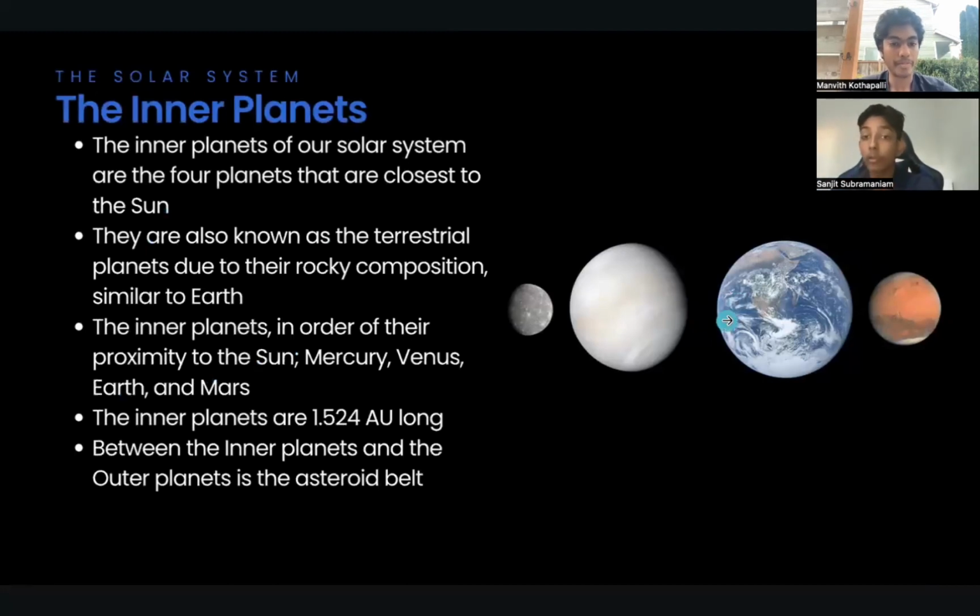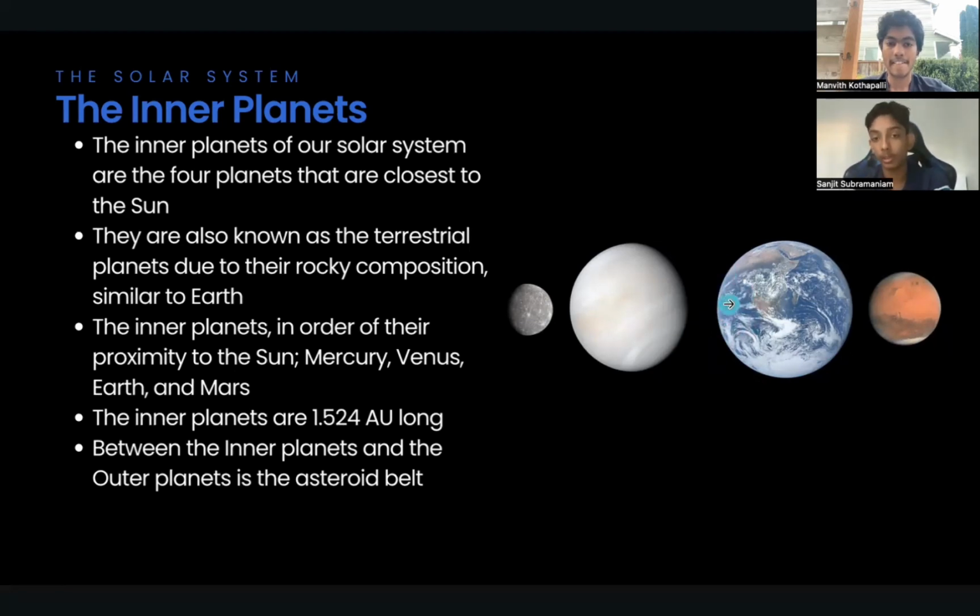The inner planets of our solar system are the four planets that are closest to the sun. They are also known as terrestrial planets due to their rocky composition, like Earth. First we're going to talk about them in order of proximity to the sun: Mercury, Venus, Earth, and Mars. Between the inner planets and the outer planets is the asteroid belt. The inner planets span approximately 1.524 AU, where 1 AU is the distance from the sun to the Earth.